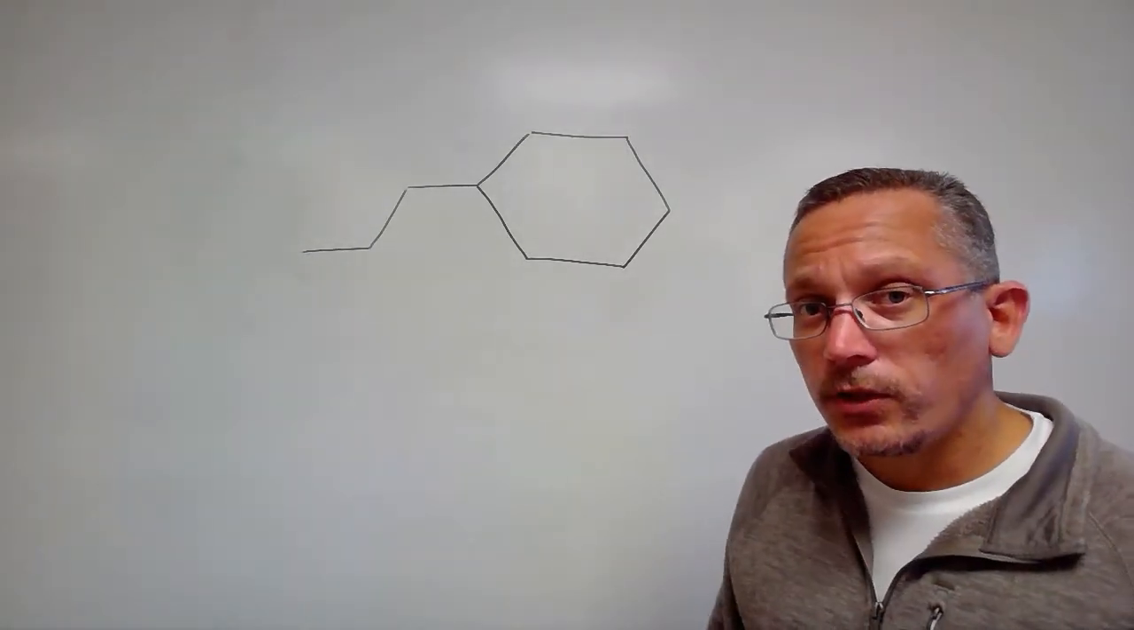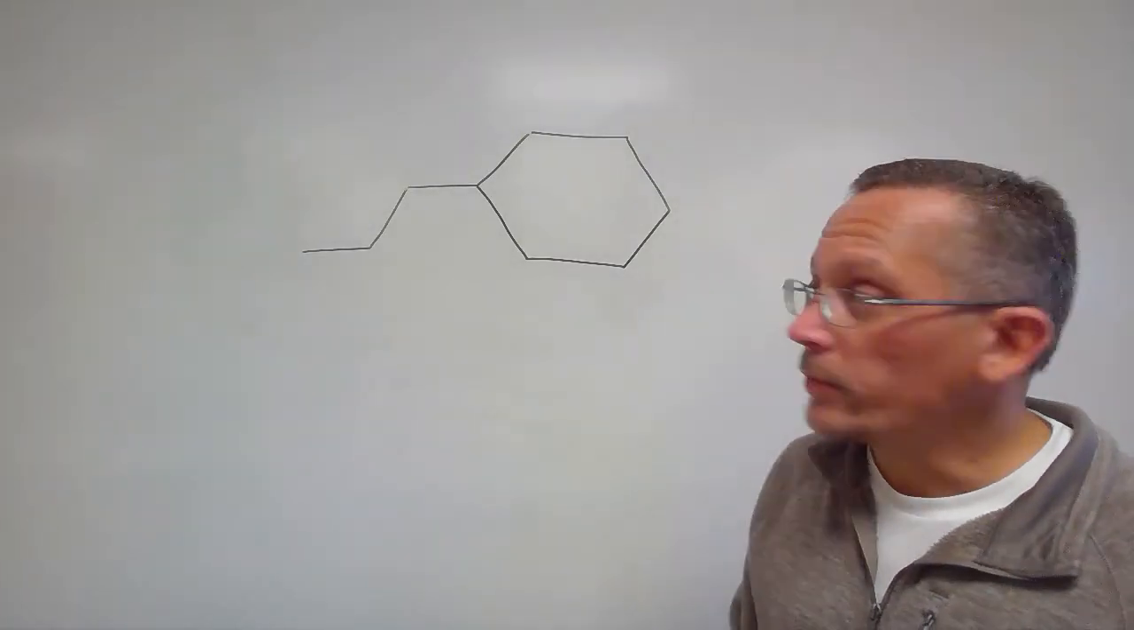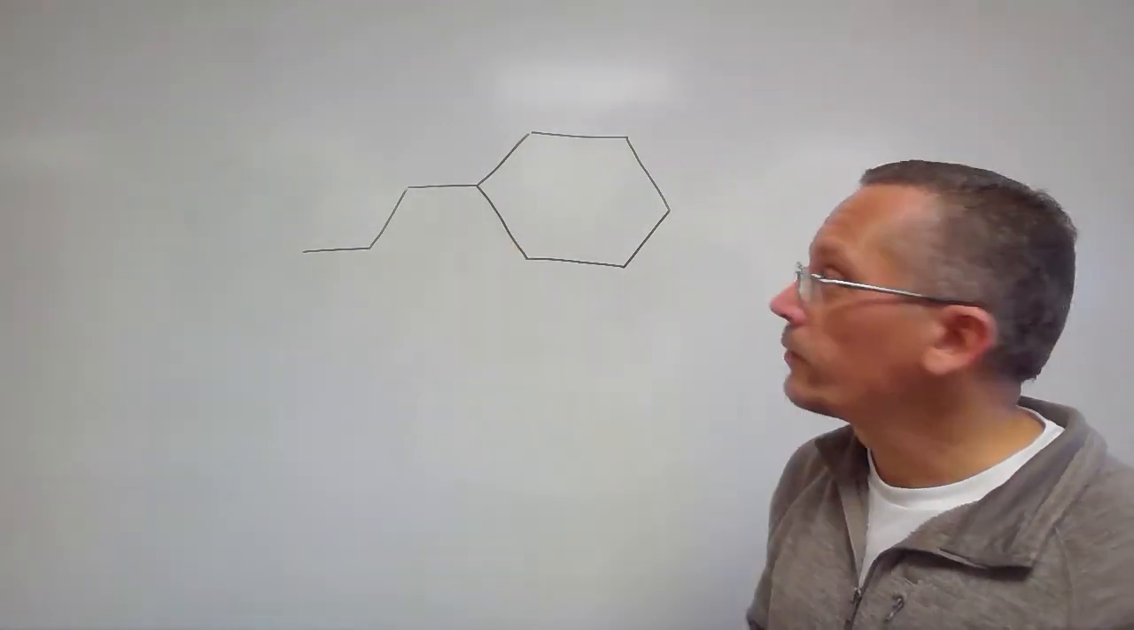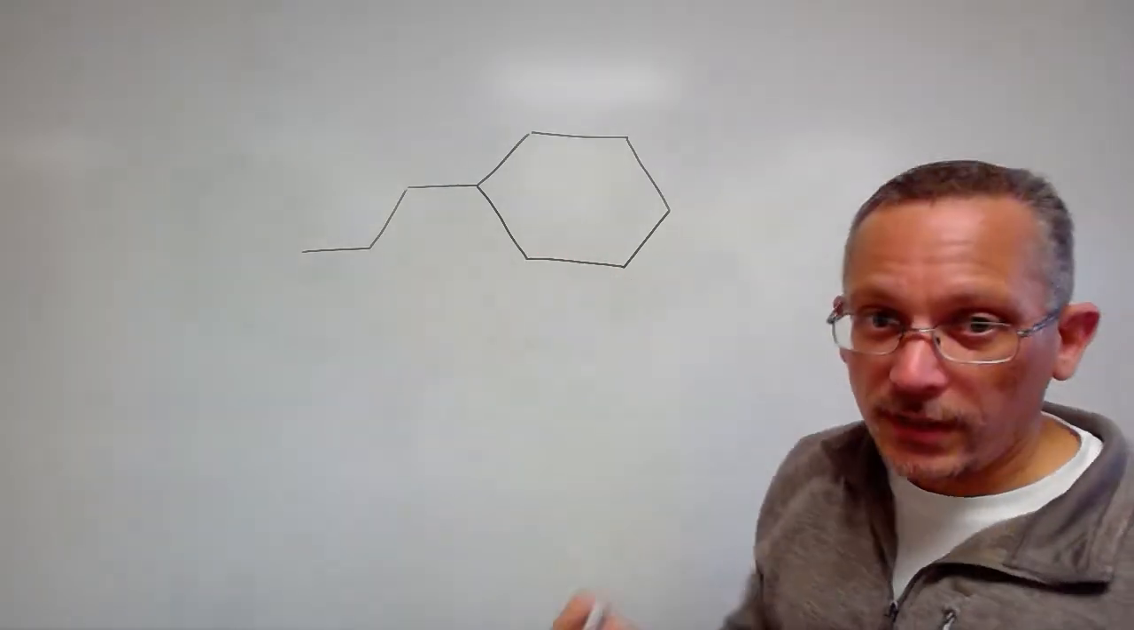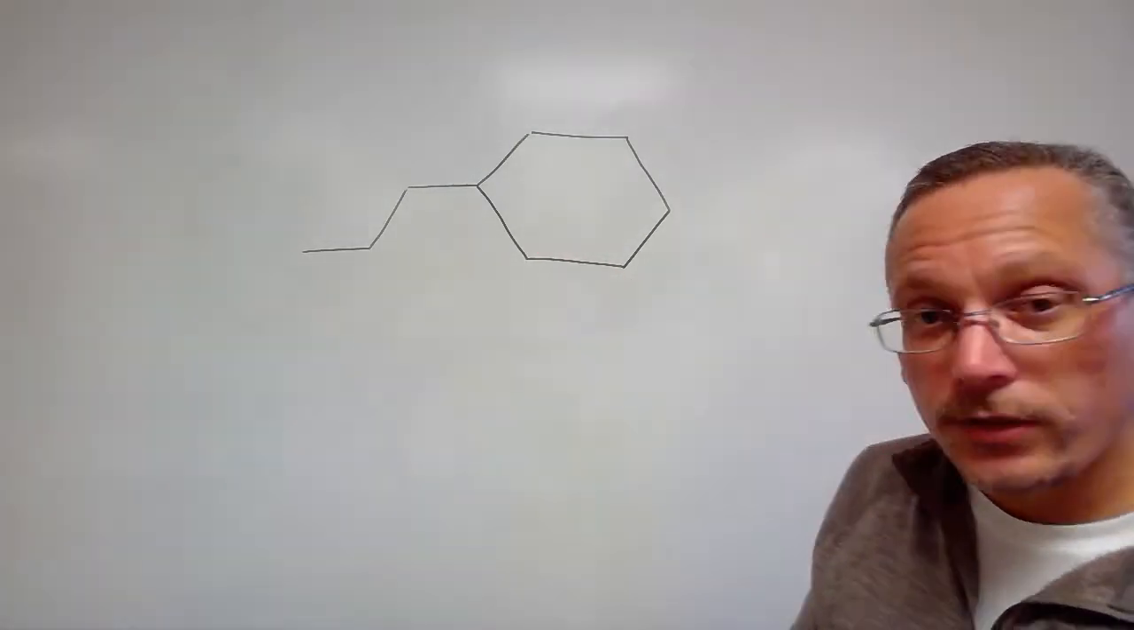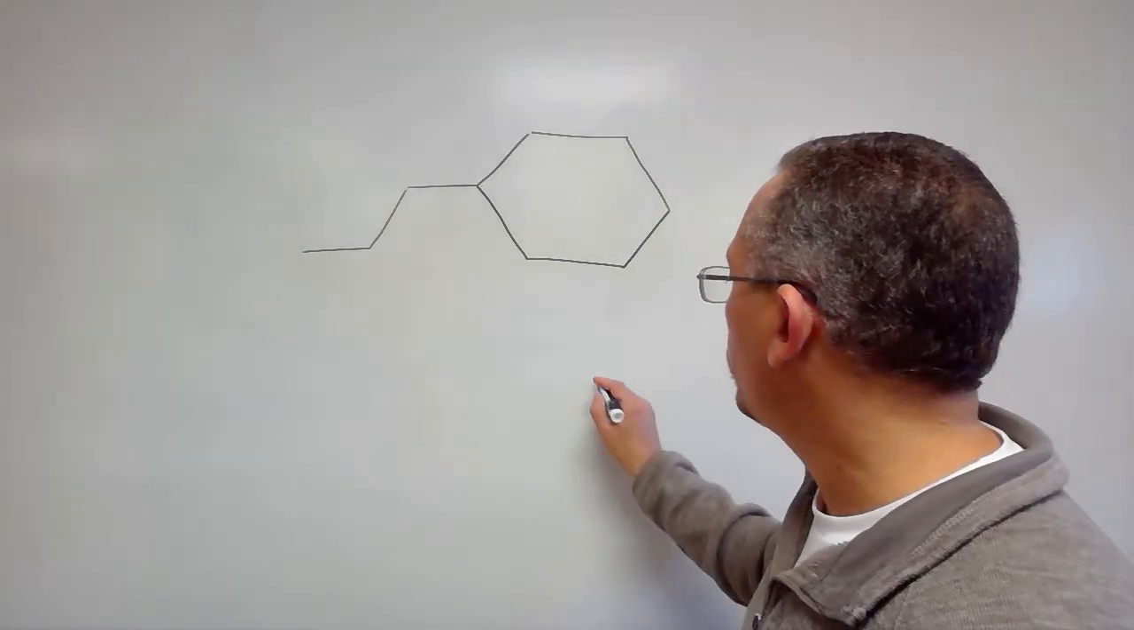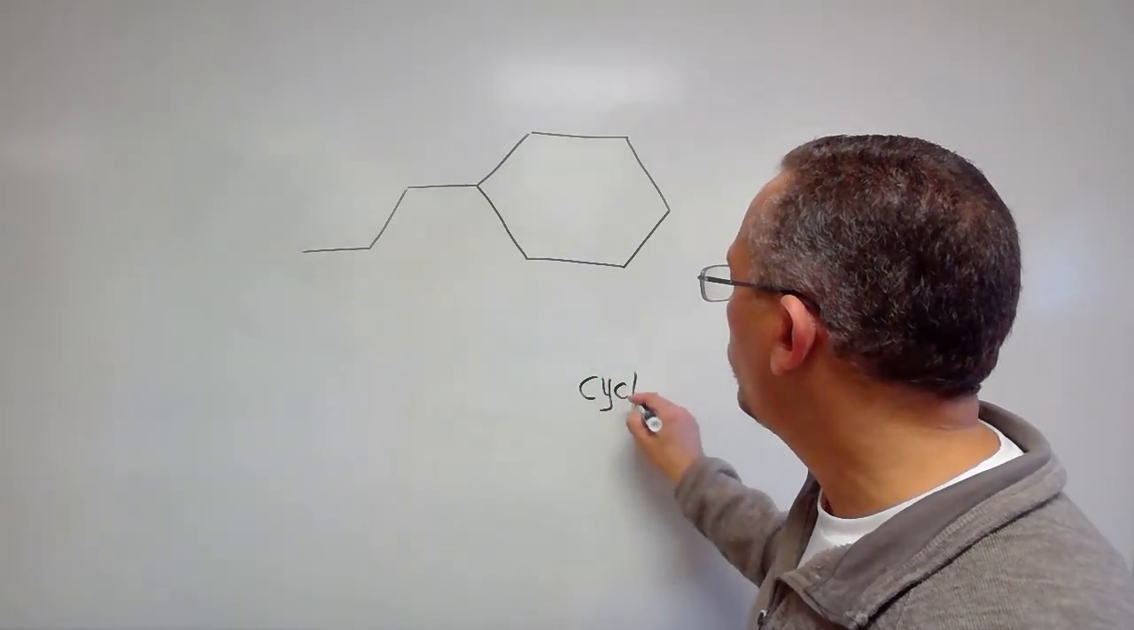First, let's look at it the way that we've been looking at the other examples here. Let's name the carbon ring first. Okay. This carbon ring has 1, 2, 3, 4, 5, 6 carbons. So we would call this, just like the other ones in the other examples, cyclohexane.